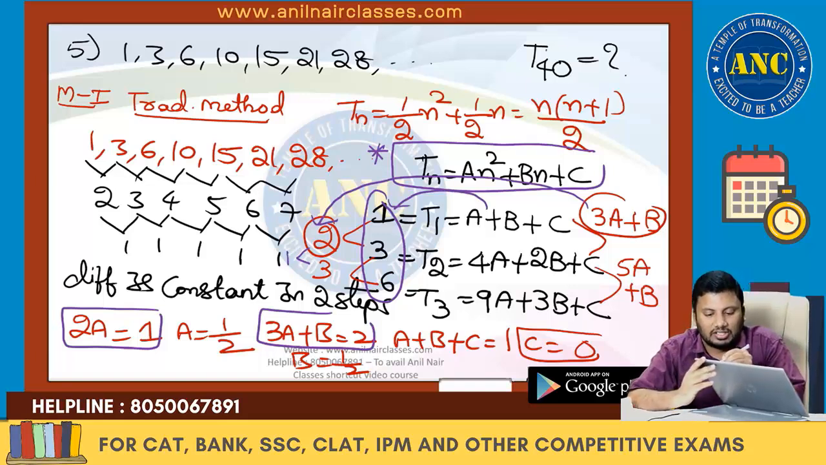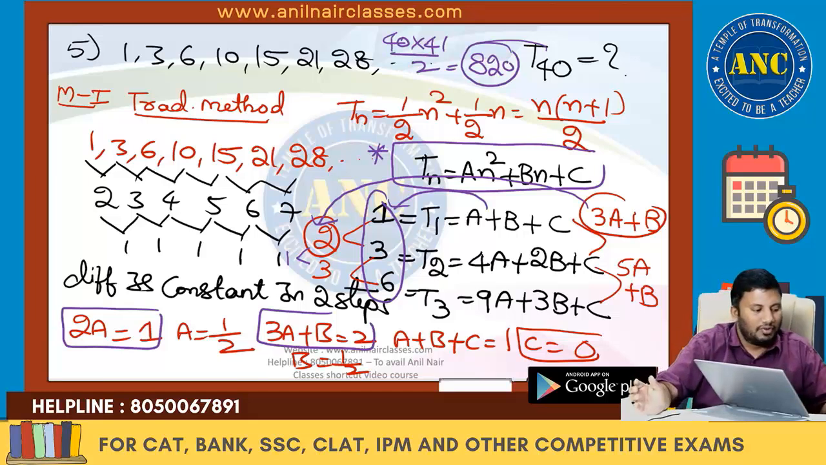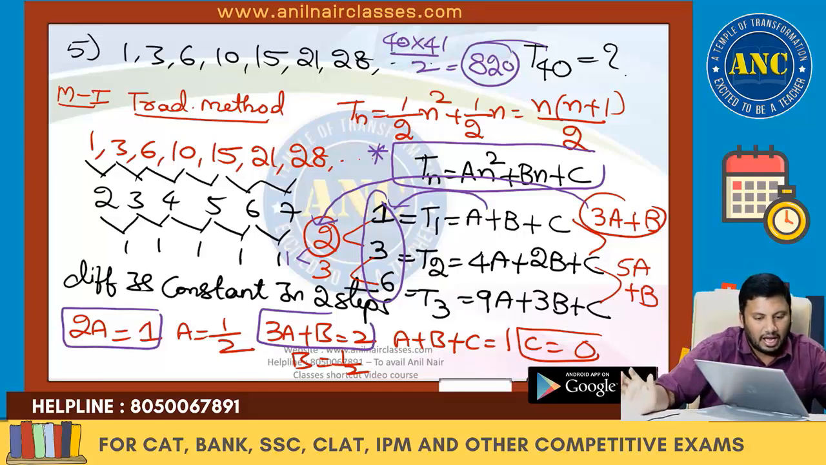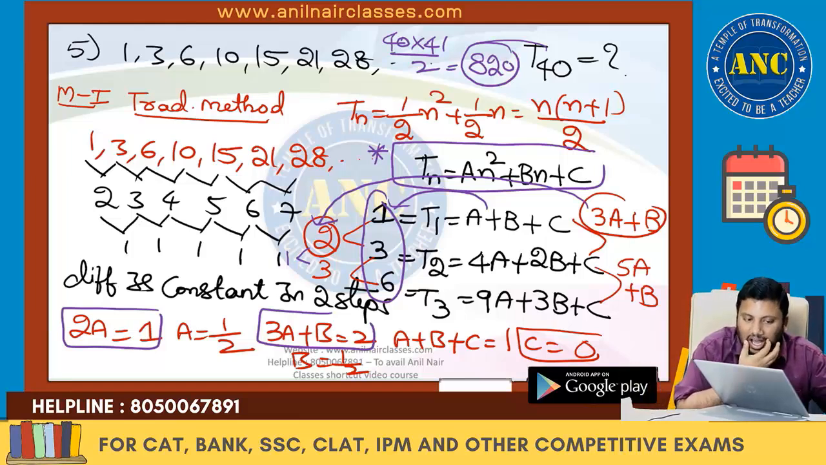So the answer is T40 is 40 into 41 by 2, which is nothing but 820. I hope it is clear, right? Traditional method, then optimal method. Anil Nair's method, how to find out directly the nth value so that you will get it, right?